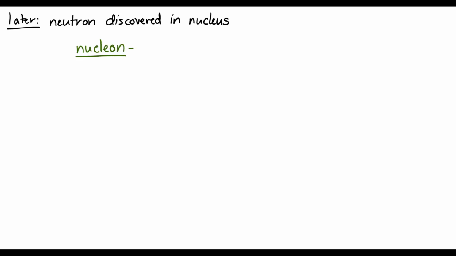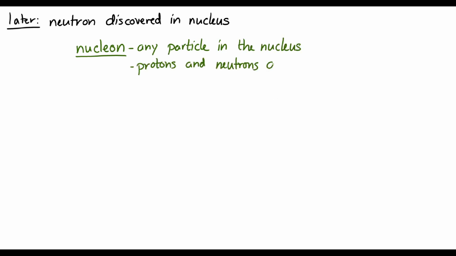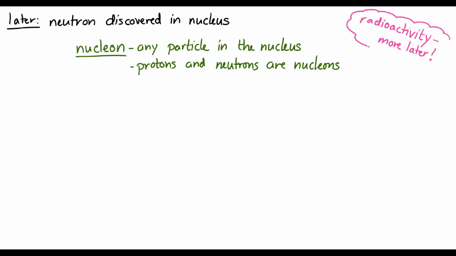Now, later on, people discovered the neutron, and the neutron was found to be present inside the nucleus, and so they developed this concept of nucleon. A nucleon is any particle that exists within the nucleus. So both protons and neutrons are nucleons. There was also a lot of investigation into radioactivity at this time, and we'll talk about radioactivity later.